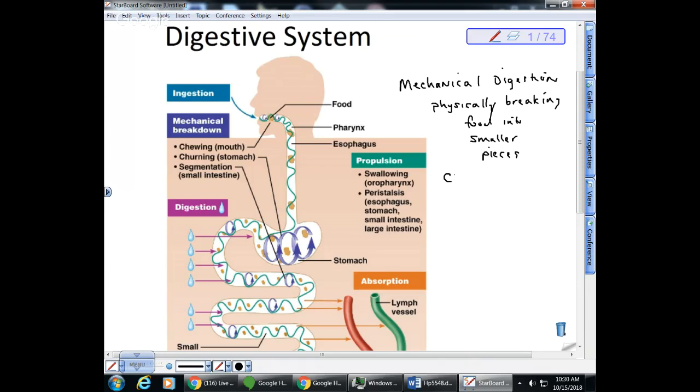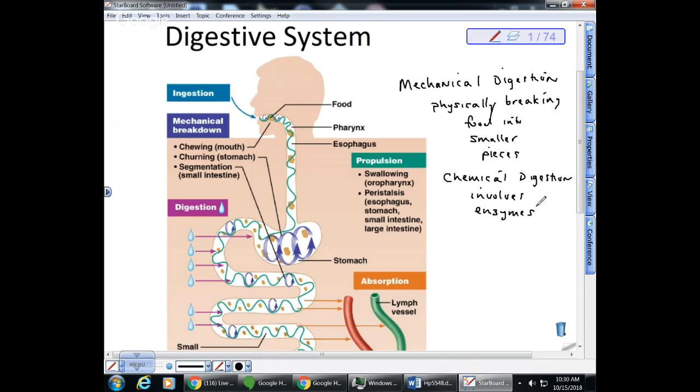So chemical digestion involves enzymes. And enzymes are proteins that are able to speed up chemical reactions. And they are very precise proteins, and so they tend to only work under certain circumstances. So temperature is important for the regulation of enzyme activity, as is pH. So pH is important in regulating enzyme activity.